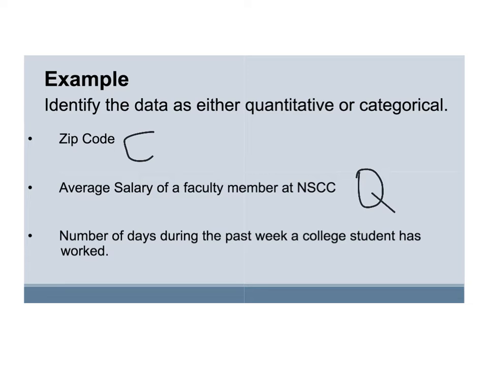Number of days during the past week a college student has worked. Again, that's quantitative. If it had just said days during the past week a college student has worked, that could have been categorical because that would have been like Monday, Tuesday, Wednesday. But since it said number of days, that made it quantitative.